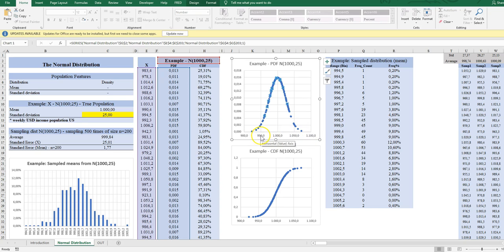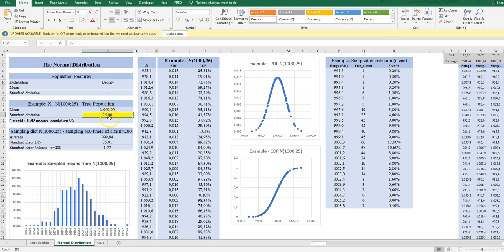And here we can actually identify already the 95% confidence interval. Why? It's because we know that a 95% confidence interval is 2 standard deviations away from the mean in both directions. And as I have 25 as the standard deviation, it is $50 in each direction from the mean. So 950 and 1050. So this interval here is a 95% confidence interval. 95% of all incomes, all registered incomes in the population, is within 950 and 1050.